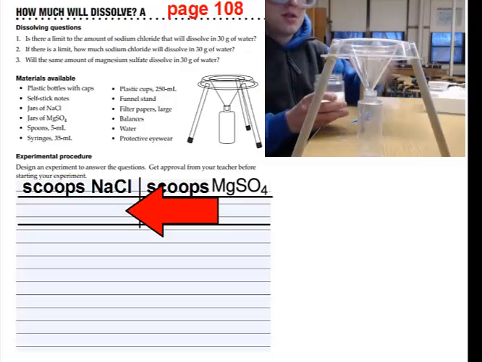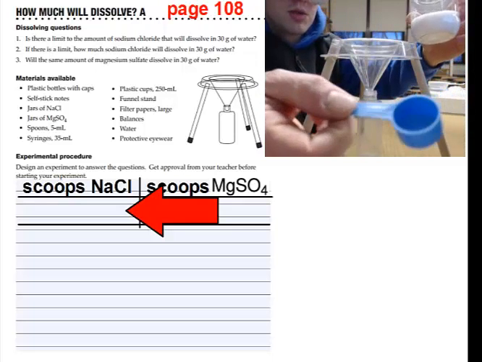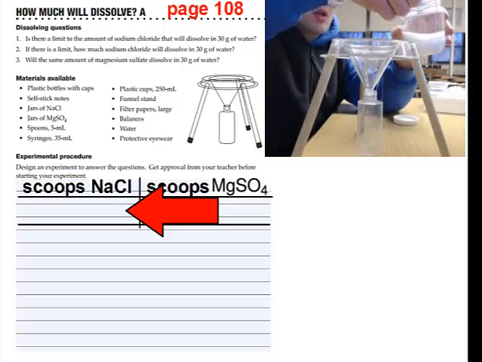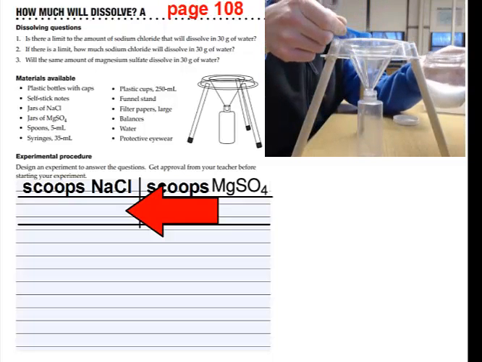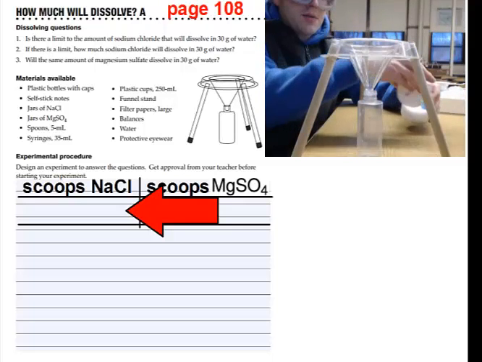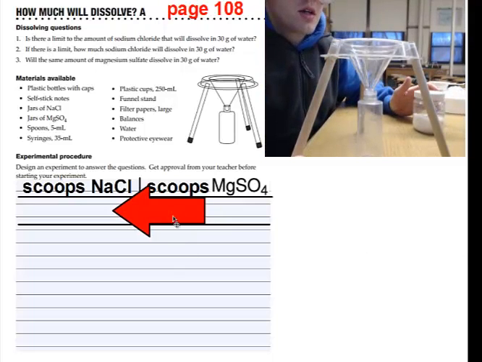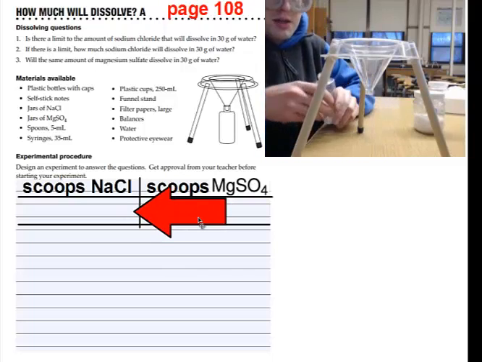So what you're going to do is take your jar of sodium chloride and a blue scoop and measure a level scoop of sodium chloride and put it into the cone, and the cone will drop that sodium chloride directly into the bottle. After you do a scoop, make sure you make a tally mark of 1 scoop. You're going to keep track of how many scoops of sodium chloride you add.